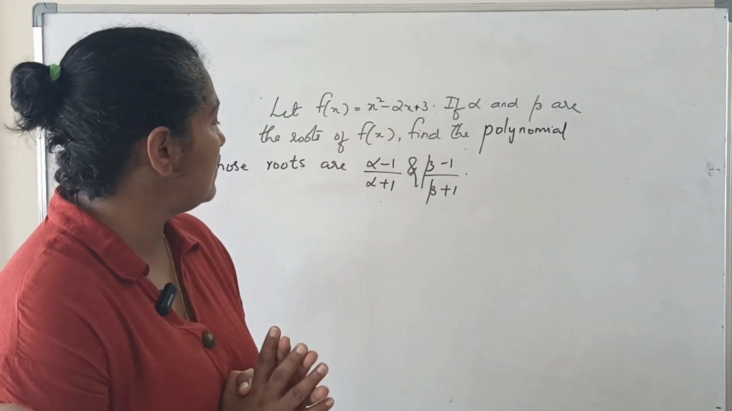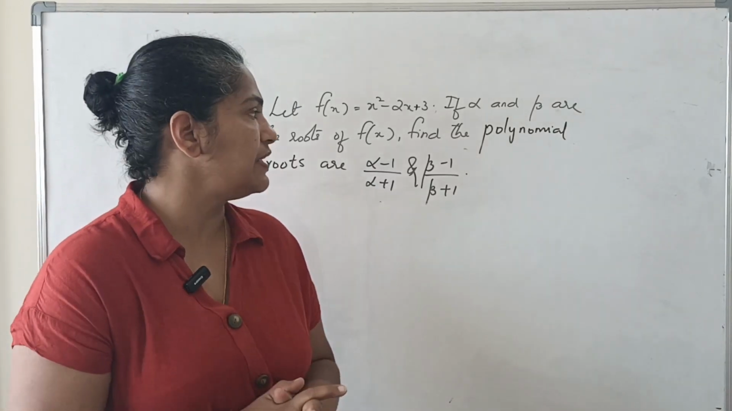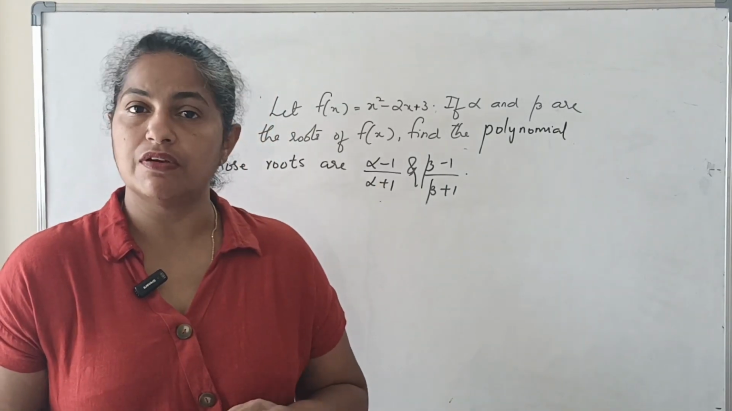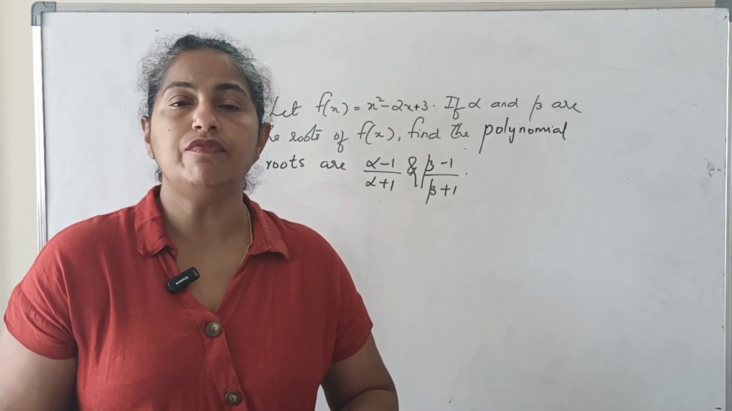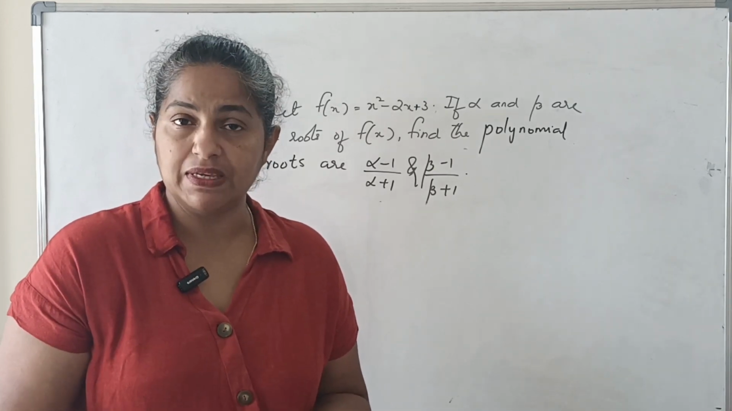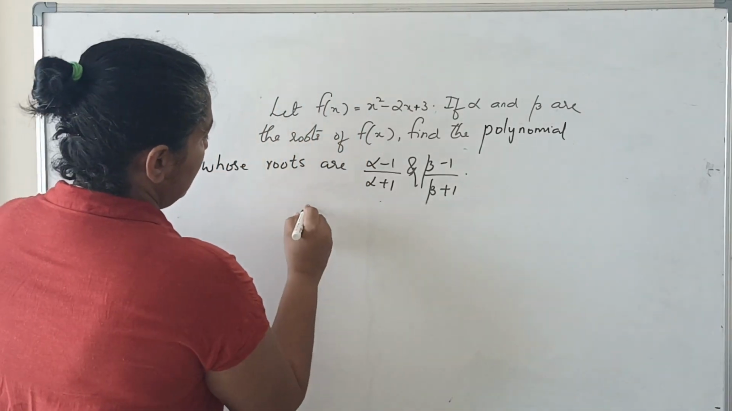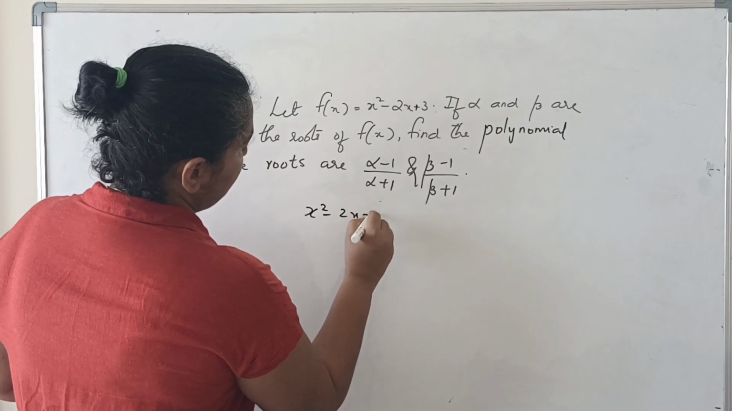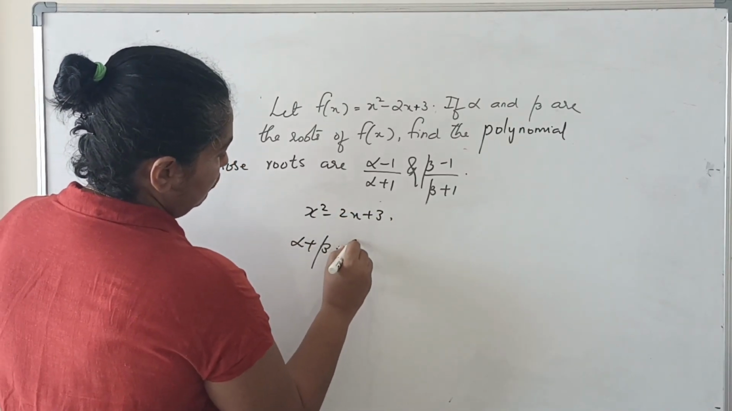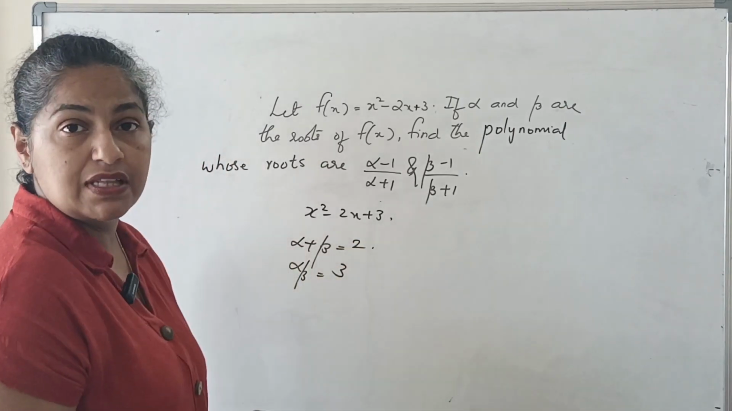Let f of x is equal to x square minus 2x plus 3. If alpha and beta are the roots of f(x), find the polynomial whose roots are given by alpha minus 1 by alpha plus 1 and beta minus 1 by beta plus 1. So as I have told you, whenever you have a polynomial, identify a, b and c and write down what is alpha plus beta and what is alpha into beta. So x square minus 2x plus 3: alpha plus beta is equal to minus b by a, minus of minus 2, which is 2, and alpha beta is c by a, which is 3 by 1, which is 3.